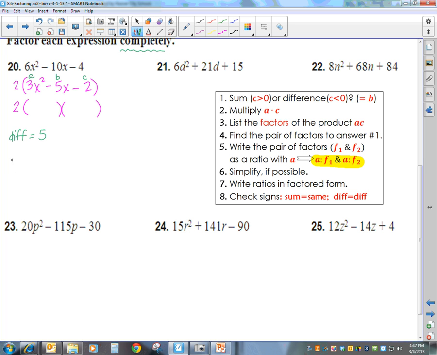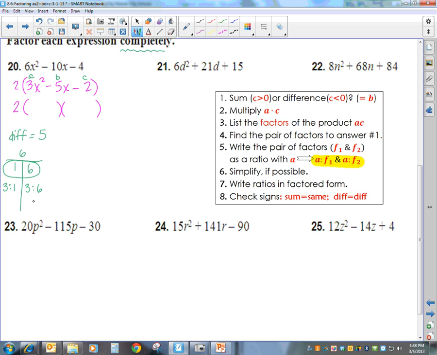Now, the next step says multiply a times c. 3 times 2 is 6. And I'm looking for the factors of 6 that differ by 5. So we always start off with 1 and the number, and I'm looking to subtract those numbers to get to 5. Well, 6 minus 1 is 5, so those are my numbers. Now I write my ratio, a to each factor. So this is factor 1, this is factor 2. My a value is 3, so I'm writing 3 to 1, 3 to 6.